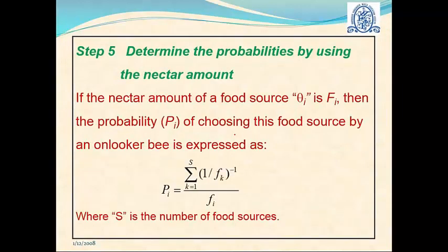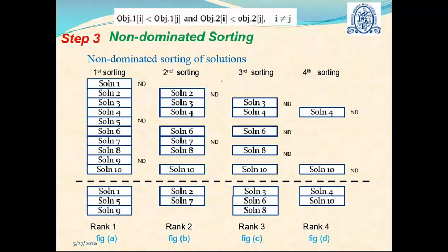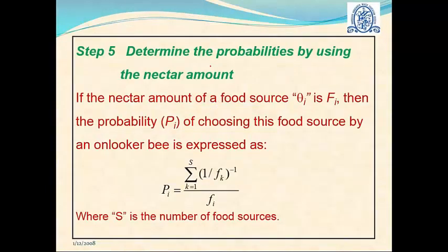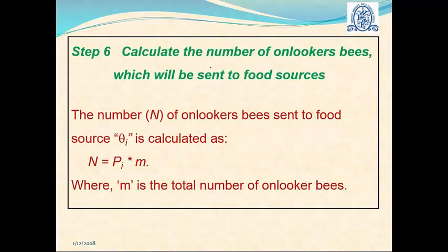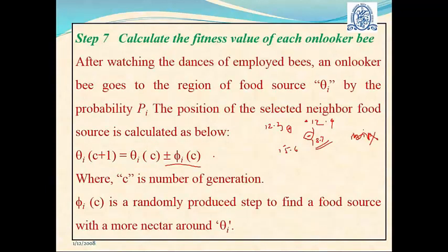Once we get the next new set of solutions, again the procedure from step 3 is to be applied. It means that we have to again go for non-dominated sorting of solutions, evaluation of shared fitnesses, find out probability, and then calculate the number of onlooker bees. Once we do that, find out the positions of the onlooker bees using this particular formula, and you can decide now what would be the new positions.